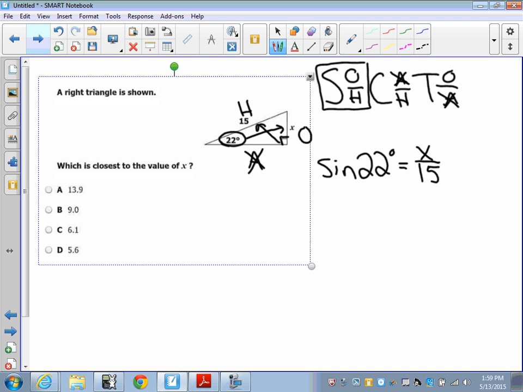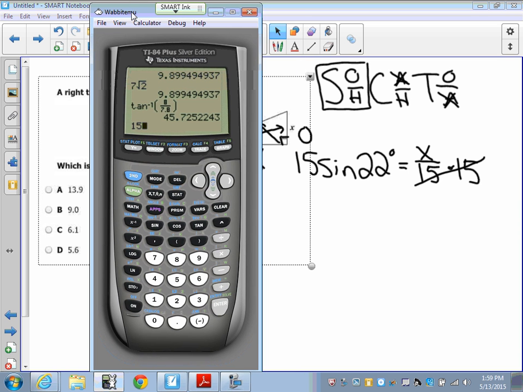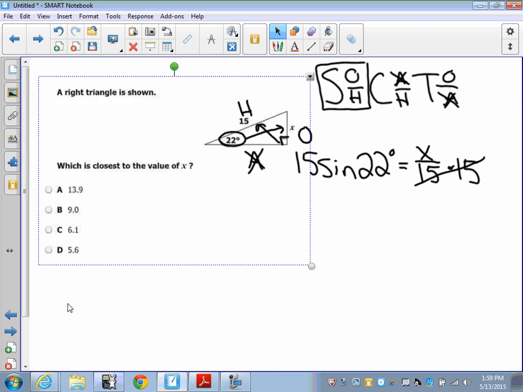When x is up high, I need to multiply. So I multiply 15. So my final answer here is just going to be 15 sine of 22, and it's 5.6. So D is the answer.